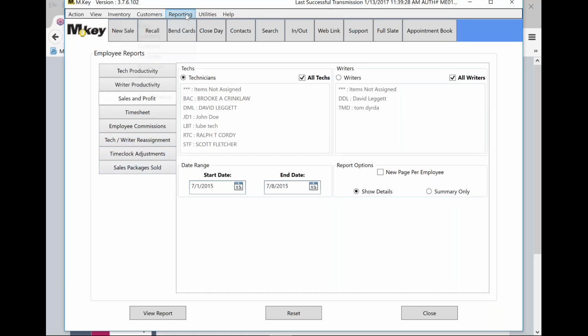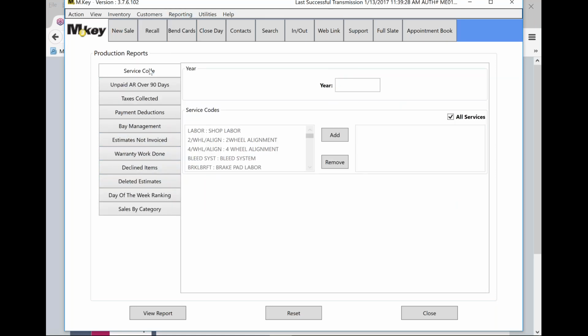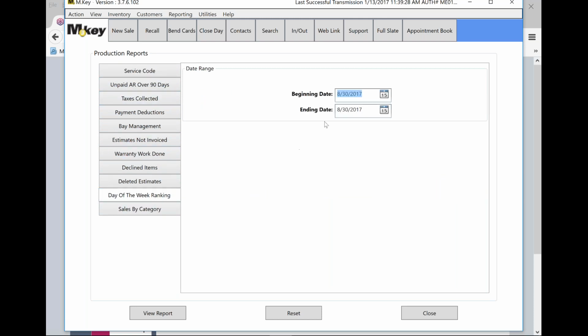We'll move on to some different reports. In production, there's a number of great reports here, including taxes collected, which is the one you want to use for paying your taxes. My favorite, though, is day of week ranking. There's a number of reasons for this.